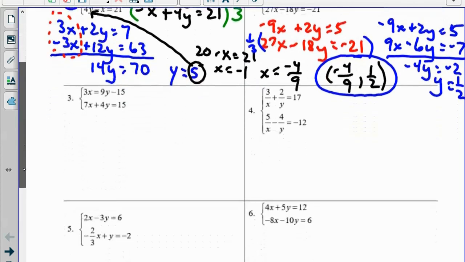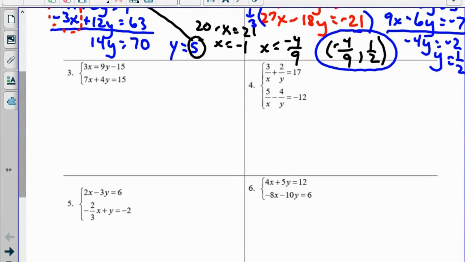I will do number 3 and 4, and then I will let you guys do 5, 6, and 7, and I'll pause the video, and then you can do them, and then you can check your answers. Number 3, you could do this in a variety of different ways. If you're going to use linear combinations, I'm going to show you the methodology that you would probably use pretty quick.